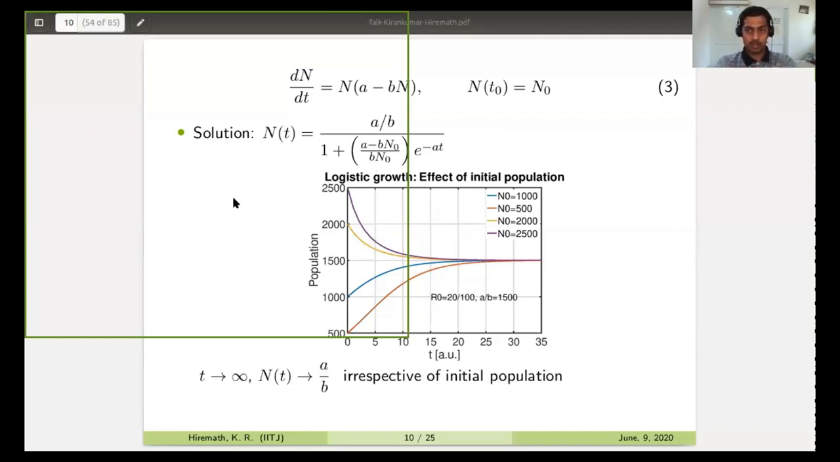So we see two important observations here. The first observation is, as t tends to infinity, n of t will tend to A by B, irrespective of initial condition. This is an important concept in system science called equifinality. Irrespective of initial condition, the final state is the same. One may be born rich or poor in India or in some other country, but one day in the long run, everyone is dead. Your end is fixed. It's called equifinality. And this A by B is called the carrying capacity. So carrying capacity is the maximum population that the system can sustain. This is very important for the design of engineering applications. We need to know what is the maximum capacity that the system can accommodate.